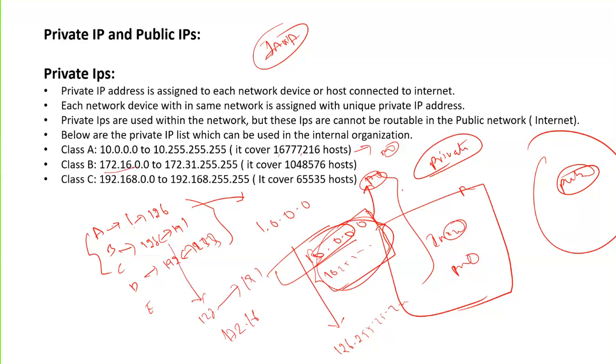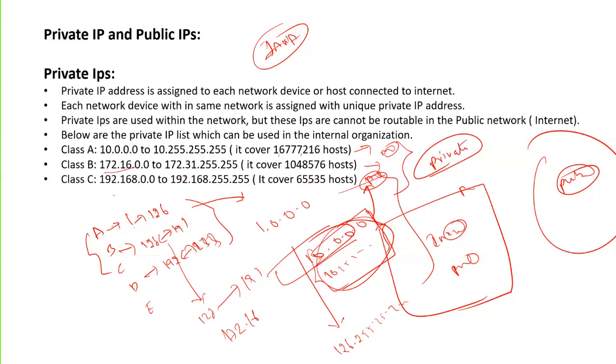Okay. You got my point, right? 172.16 to 172.31.255.255. They have taken this range as the private IP address from class B. And from class C, 192.168.0.0 to 192.168.255.255. They have taken as private IP addresses from these three ranges.